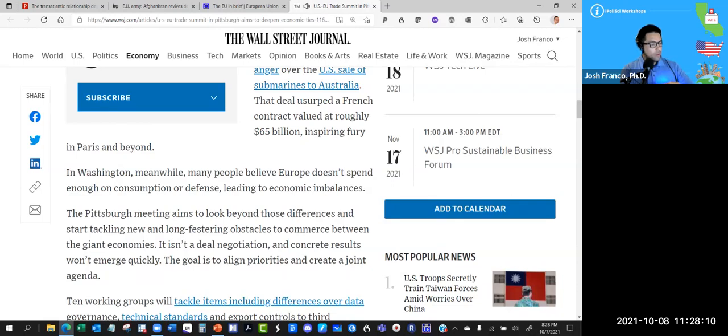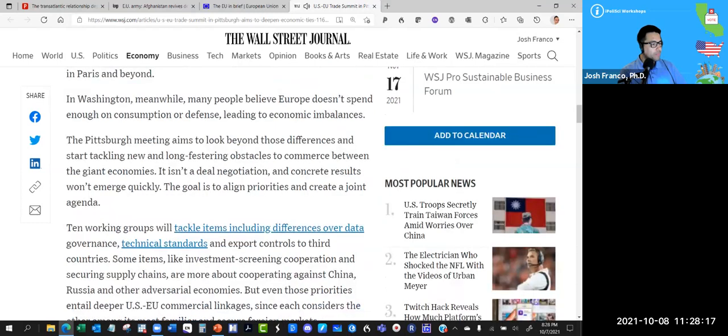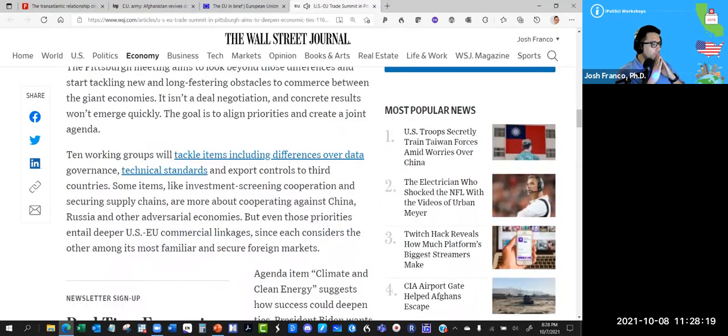The Pittsburgh meeting aims to look beyond those differences and start tackling new and long-festering obstacles to commerce between the giant economies. It isn't a deal negotiation, and concrete results won't emerge quickly. The goal is to align priorities and create a joint agenda. 10 working groups will tackle items including differences over data governance, technical standards, and export controls to third countries.